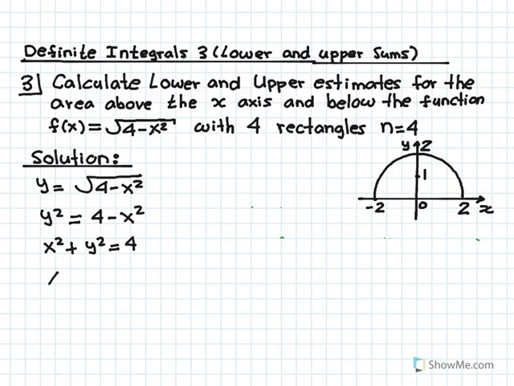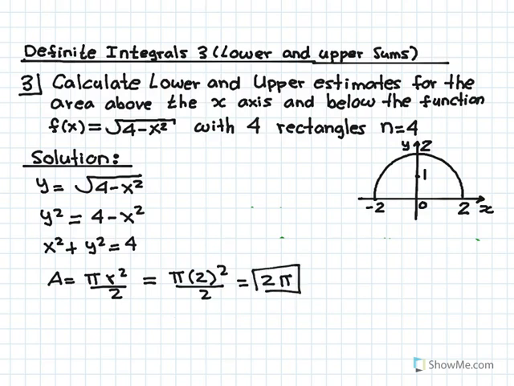The area of this semicircle is going to be pi times radius squared divided by 2. But the radius is just 2. So that's pi times 2 squared divided by 2. That's going to be 2 pi. So basically, we're trying to get an upper and lower estimate for the shaded area that we have here. Let's shade that in.